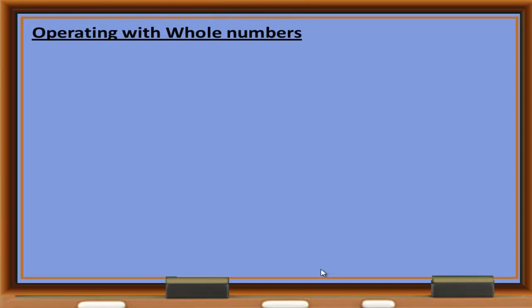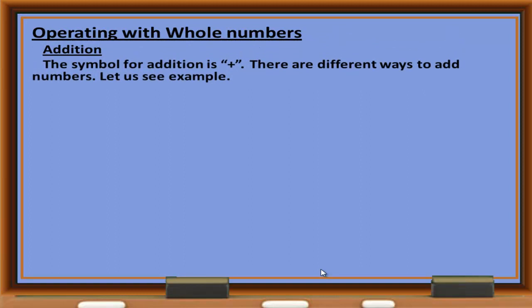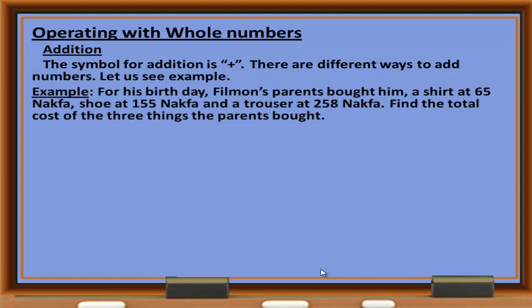Operating with whole numbers. Addition. The symbol for addition is like a cross. There are different ways to add numbers. Let us see an example. For his birthday, Philemon's parents bought him a shirt at 65 nafa, shoe at 155 nafa, and a trouser at 258 nafa. Find the total cost of the three things the parents bought.